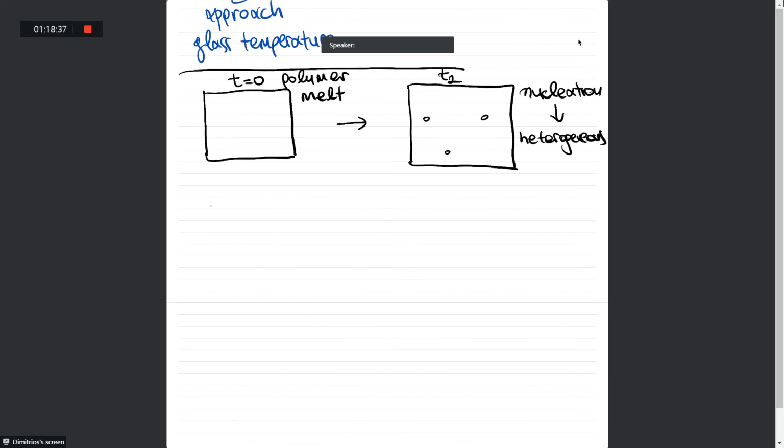So after that, essentially these nuclei start growing and they form what we said before. They form the spherulites, okay? And the spherulites show this characteristic Maltese cross pattern. This is called a Maltese cross pattern. These are the spherulites. Sorry.